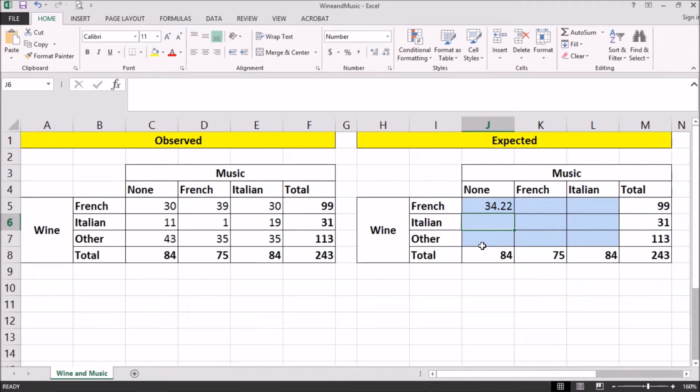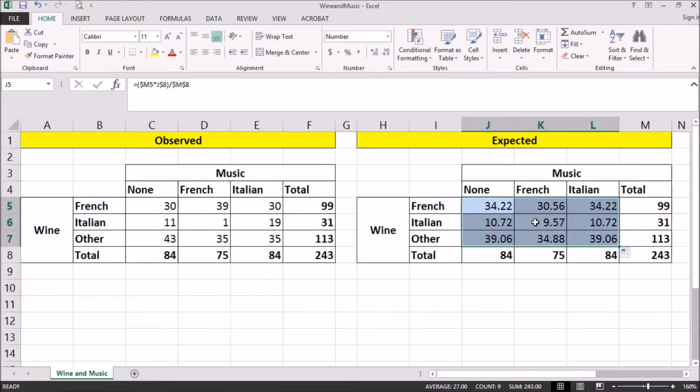So for our first cell, our expected value is 34.22 bottles of French wine being sold when no music is playing. We can drag this equation through the top row and then through the rest of the cells. So these are our expected values for each cell.